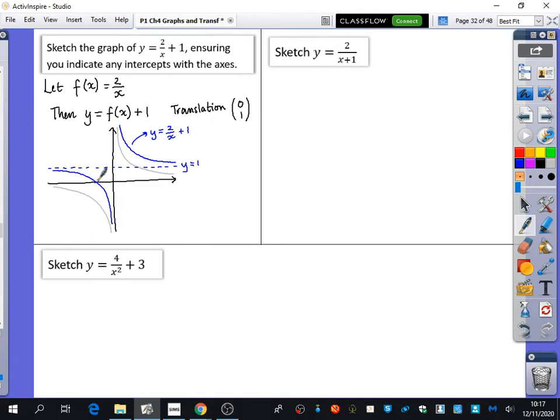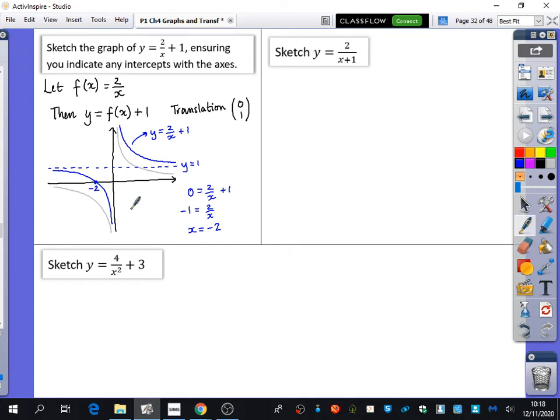Y equals 0. So if y is equal to 0, we're going to solve that equation. 0 equals 2 over x plus 1. So I'm going to subtract 1. And then I think about it as these two swapping places. But you can either multiply by x and then divide by minus 1. And so x is equal to 2 divided by minus 1, or minus 2. So this point that we have here is minus 2.